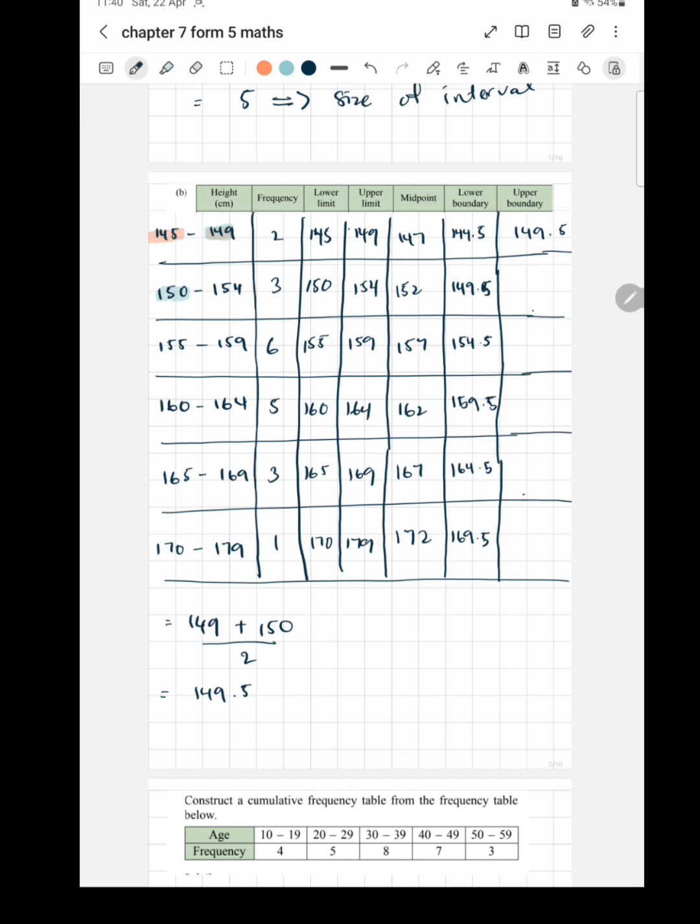And for the second one, we're going to take the upper limit of the second class plus the lower limit of the third class. It should be looking like this: 154 plus 155, then divide by 2.